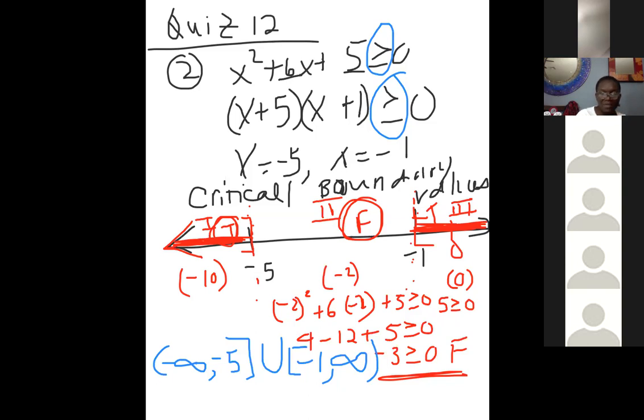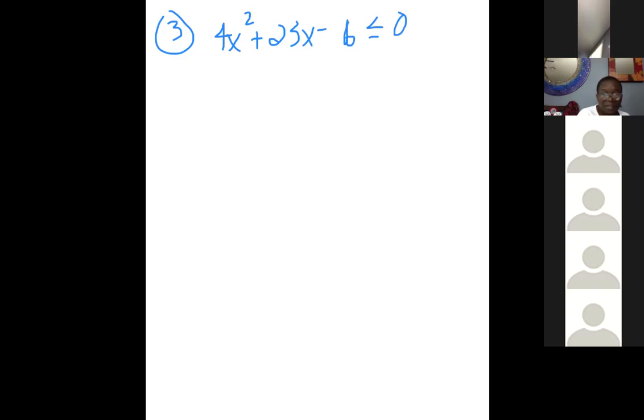All right, so here comes the next one, guys. For the next one, I've got problem number 3 in the same quiz. It is 4x squared plus 23x minus 6 is less than or equal to 0. Obviously this particular polynomial is a bit harder to factor than the first one we just did.